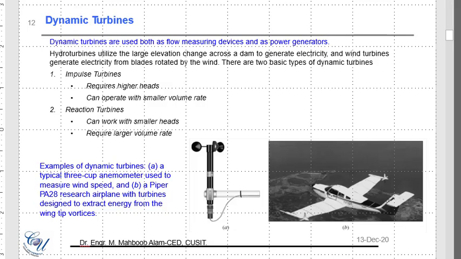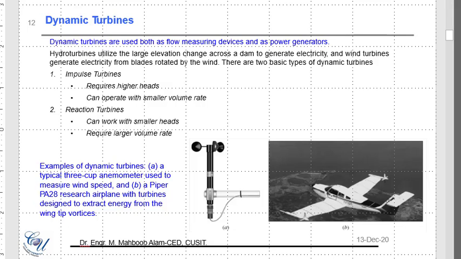There are then two basic types of dynamic turbines. One is called impulse turbines, another one is reaction turbine. The impulse turbines only work if they have very high head available to them. When the head is high, for example, in dams, in power projects, you would always install an impulse turbine because they do require higher heads. It's not necessary that the volumetric flow rate is high. Even with small volumetric flow rate or small discharge, they can work, but the head should be larger so that they can convert that head into that rotating energy.